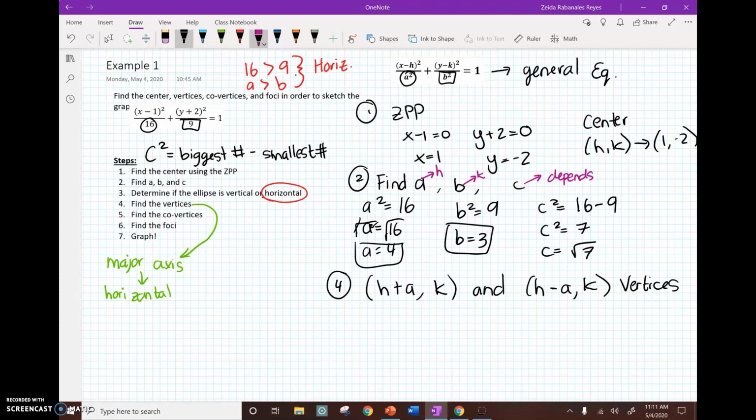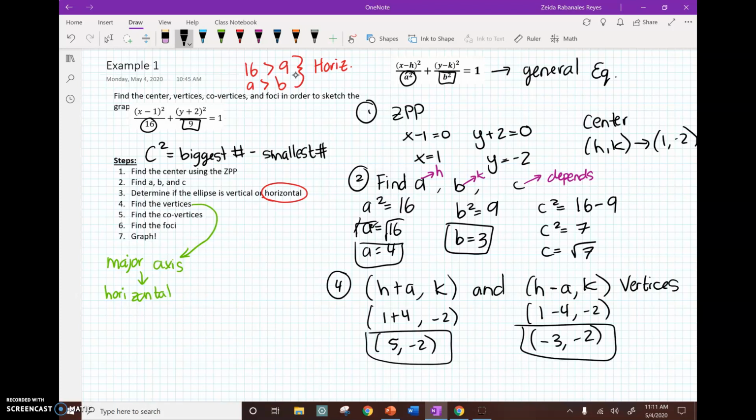So then my H is 1 plus 4 comma negative 2. H is 1 minus 4 comma negative 2. So then I have 5 comma negative 2, and negative 3 comma negative 2. And then these are my two vertices.